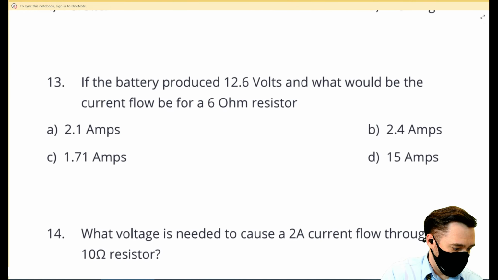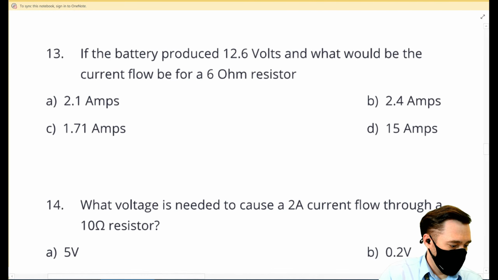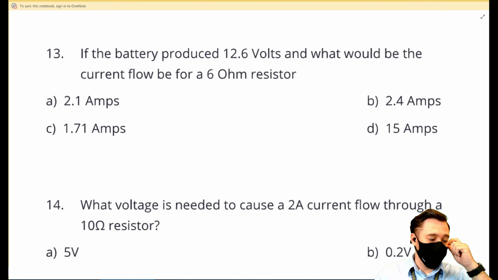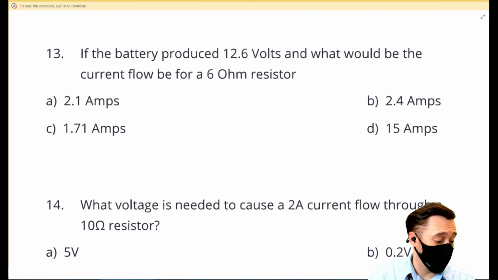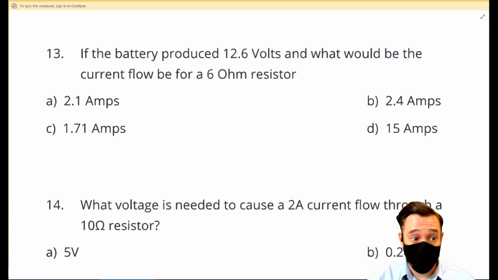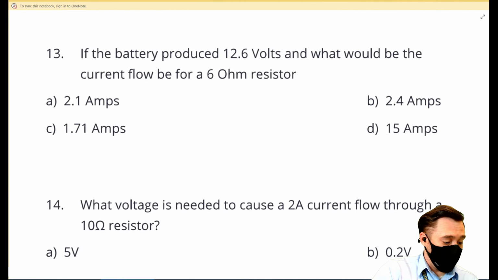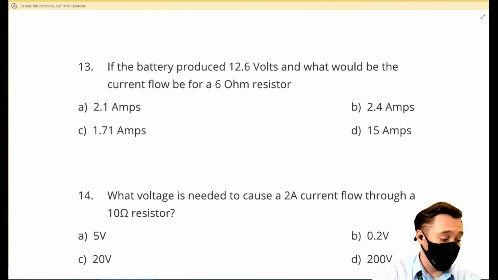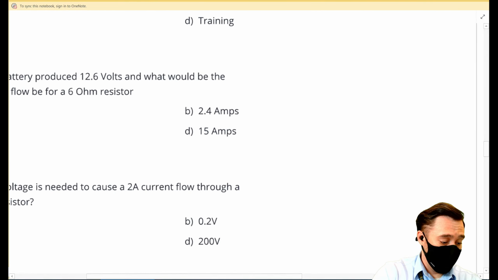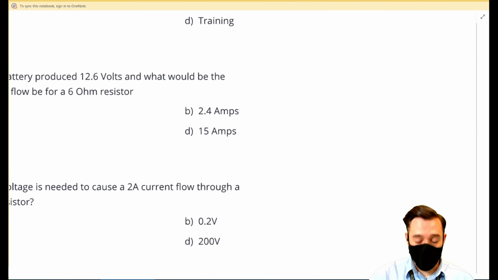this first one here. So number 13. If a battery produces 12.6 volts, what would the current flow be for a 6 ohm resistor? All right, so Josh says 2.1 amps. Okay, so with this, before we even start trying to figure out what equation to use, let's do what we normally do. We write down our knowns, write down our find, and then I'm going to give you guys an equation.